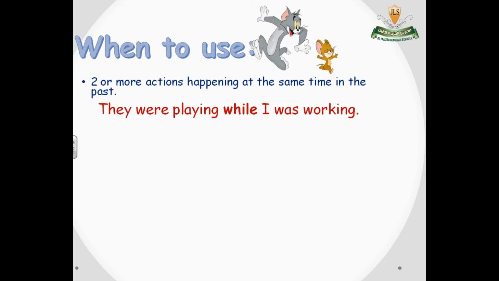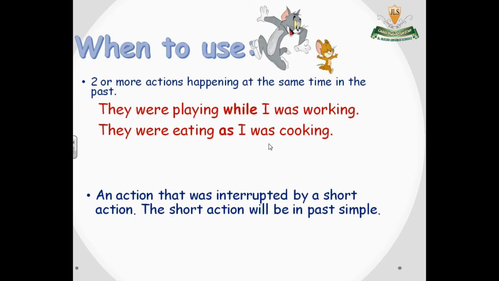Yes, I have the 2 tenses in the past continuous tense. Why? Because it happened at the same time. Because the 2 actions are happening at the same time. Whenever I have 2 actions happening at the same time in the past, I use the past continuous tense. Another sentence also: they were eating as I was cooking.